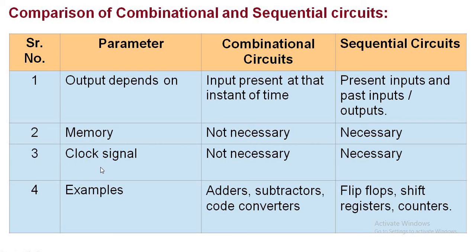Next category of comparison is clock signal. Combinational circuit does not require a clock signal, and in sequential circuit it is necessary. Next is example. Combinational circuit: adder, subtractor, code converter. Sequential: flip-flop, shift register, counters. So these are the comparison points.